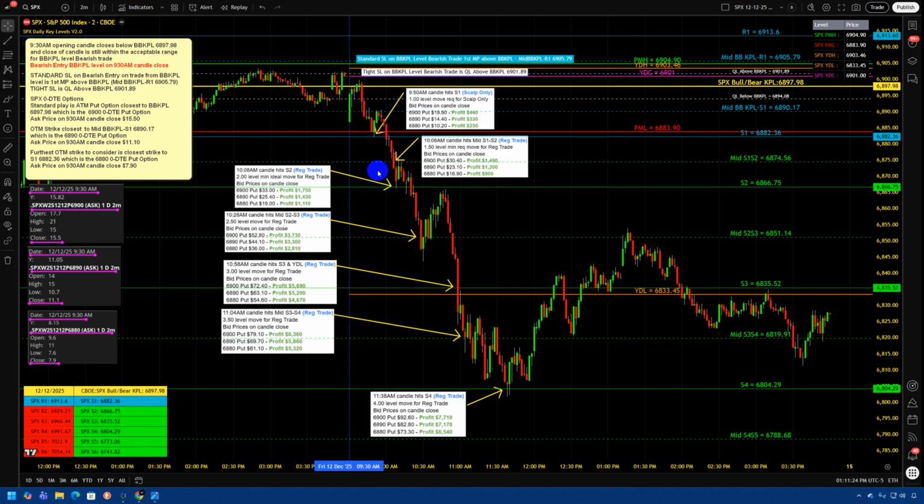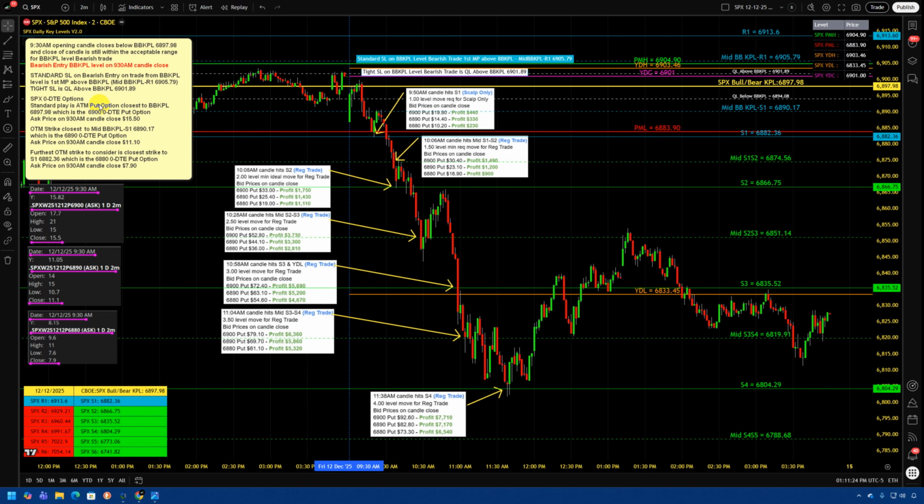Okay, so this is within the acceptable range. Closing below, bearish entry. So that bearish entry is going to be buying puts. Now, how do we determine the option strikes to use? There are 3 different option strikes that you can use on any bullish or bearish trade off of any main key level with this indicator. One is a standard play, and the other 2 are out of the money plays.